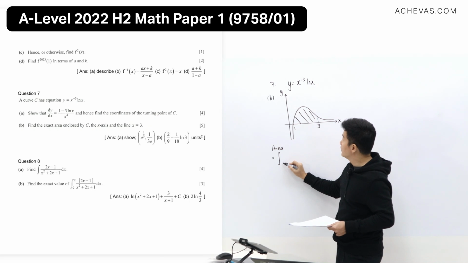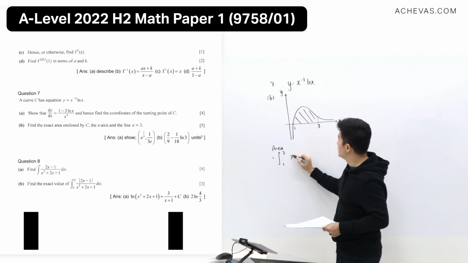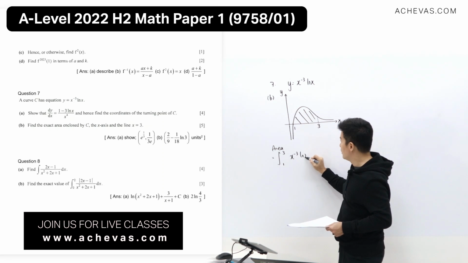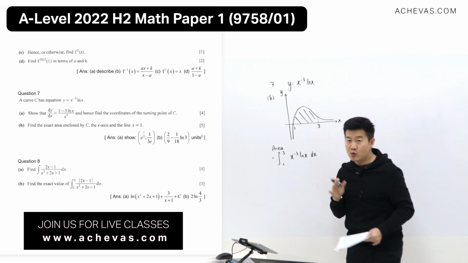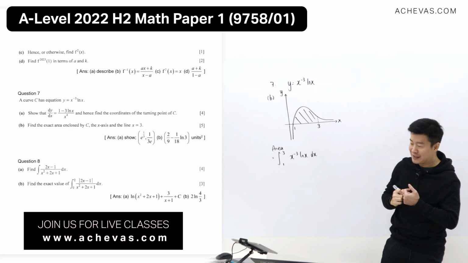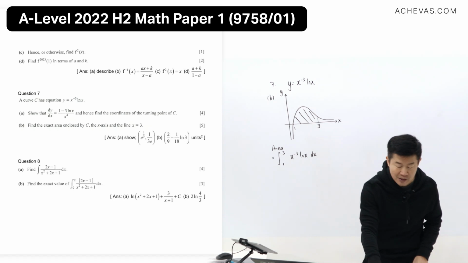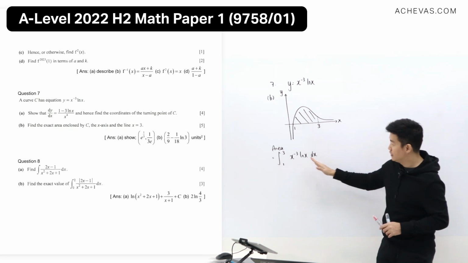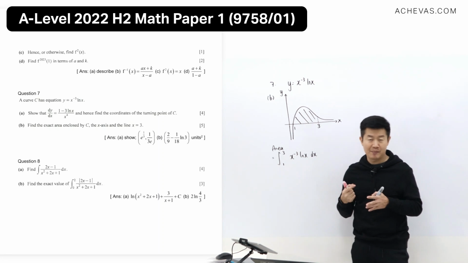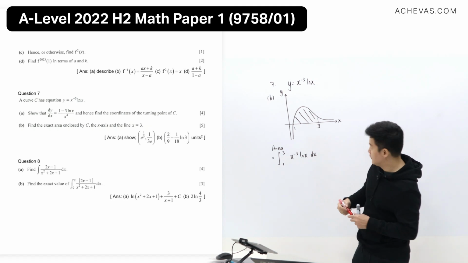So it will be integrating from 1 all the way until 3 of the expression of curve C, which is x to the power of negative 3 ln x. We could have pressed our calculator if it were not for the fact that the question is asking us for the exact area. So we need to do this integration manually. What we're going to try to do is integration by parts, making use of the acronym that we have mentioned in our theory outline on the Achevas TV.